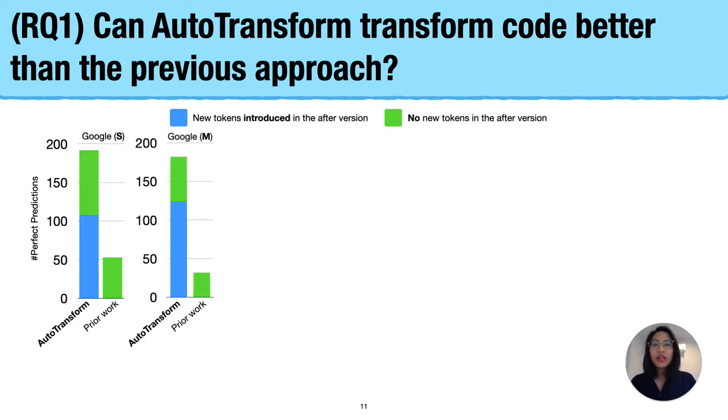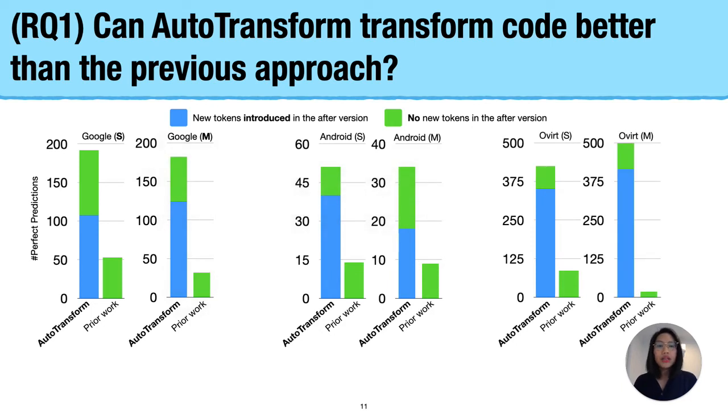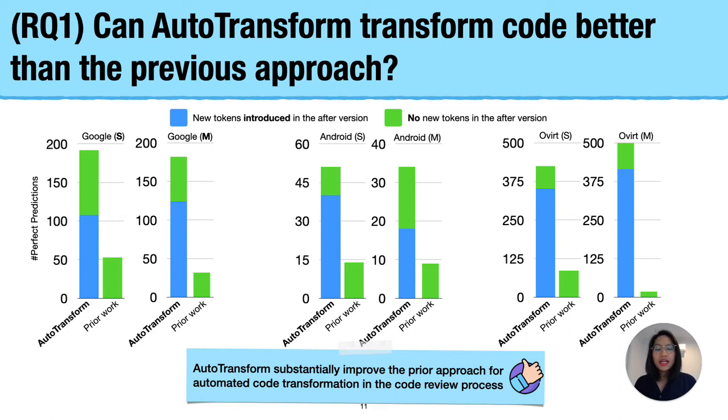And for the longer sequence, which is the medium-sized methods, our AutoTransform also performs better than the prior work, even though we consider only the methods without new tokens. And finally, the results are also similar for the other two projects. And these results suggest that our framework substantially improved the prior work for automated code transformation in the code review process.